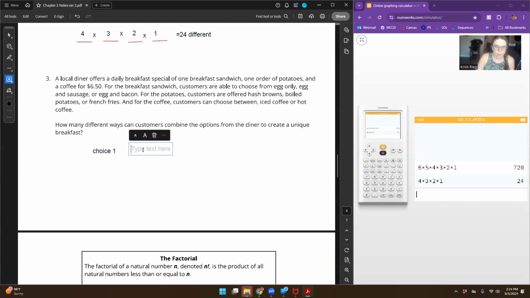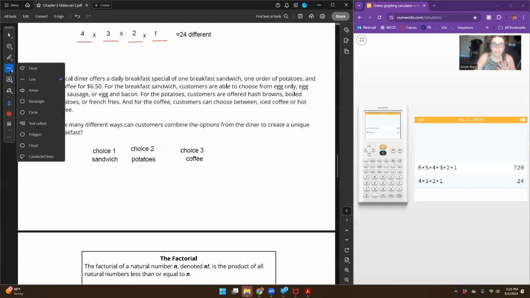Okay, choice 1, and then I'm going to write choice 2. And then we have 3 choices, I think. Okay, choice 3. Sandwich, oh, wait, I'll just write it down. Okay. Choice 1 was the sandwich. Choice 2 was the potatoes. And choice 3 was the coffee.